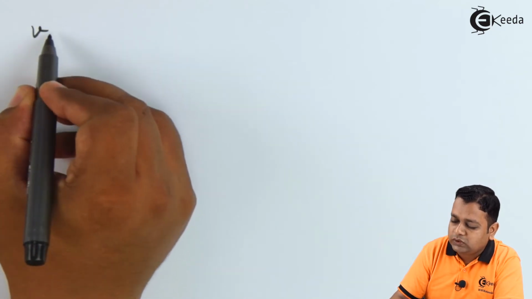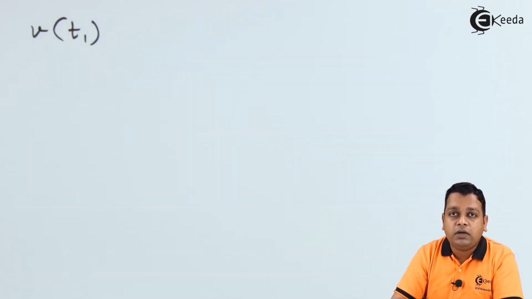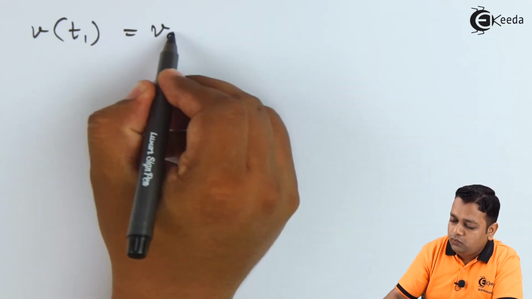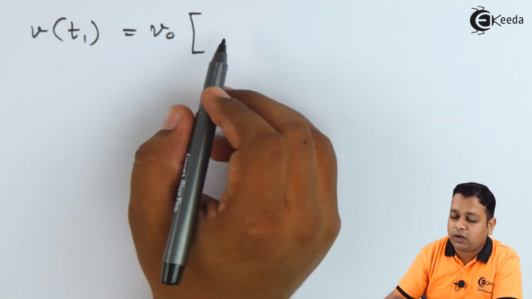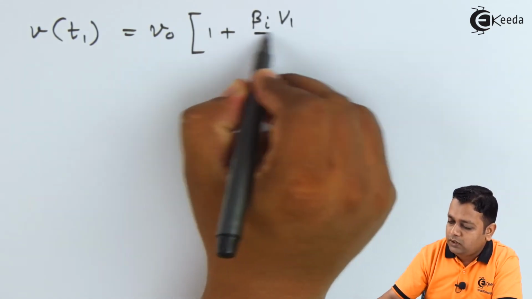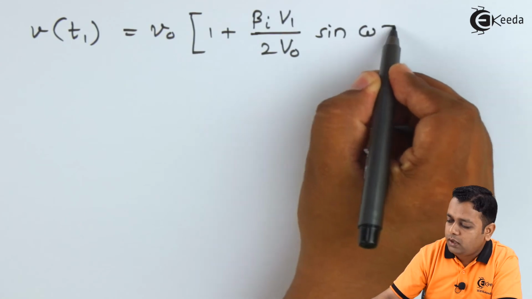While the electron leaves the input gap spacing, the gap spacing denoted by small d, we can denote the velocity, that is v, provided the time moment is t1 here. We consider that at the time moment t0, the electron enters the gap spacing, whereas at time moment t1, it leaves the gap spacing. Hence, according to the equation of velocity modulation, we can write v(t1) is equal to v0 multiplied by the square bracket that has first term 1 added with beta_i into V1 divided by twice V0 into sine of omega tau here.